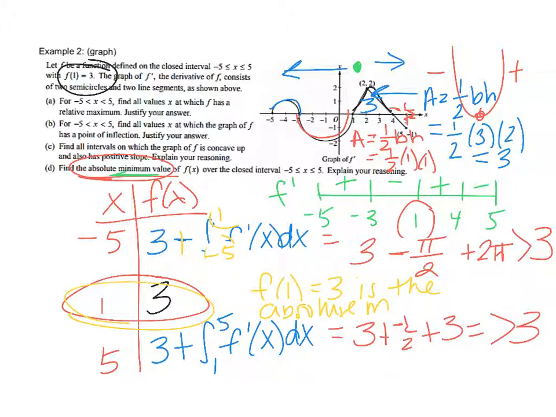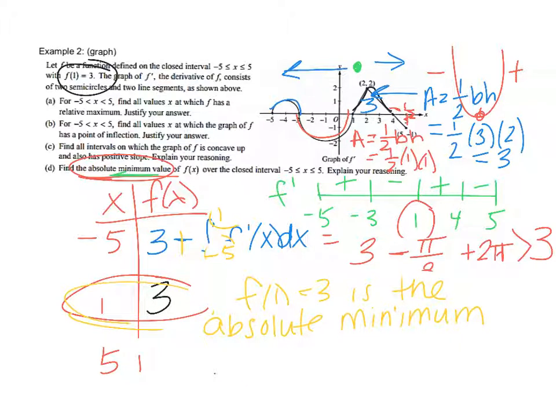Oof, this is so messy. Let's fix this. So f of 1 is equal to 3 is the absolute minimum because, so that's to explain my reasoning, right? Because f prime changes from negative to positive, that's what makes it a minimum. From negative to positive, and there's my explanation. Okay, so remember, absolute minimum means the original. So if that means you have to do an integral, that's what you have to do.